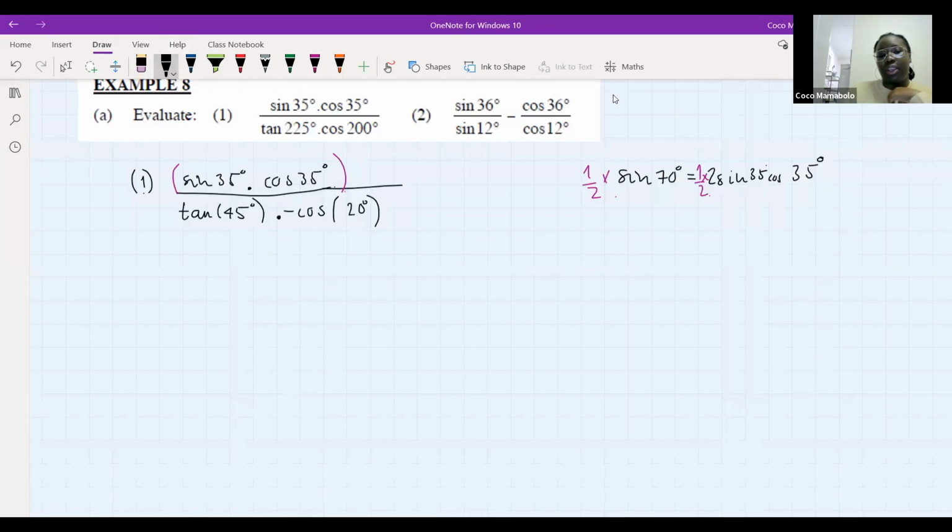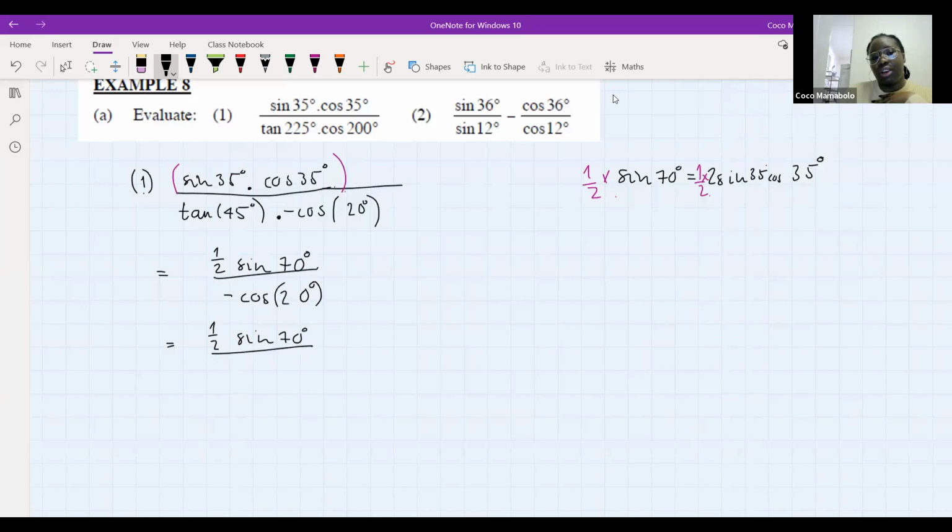All right, this will then give us a half sine of 70 degrees over negative cos of 20 degrees. And then we can take negative cos of 20 degrees and change that to negative sine of 70 degrees. So that will give us a half sine 70 degrees over negative sine 70 degrees. These two things will cancel and we will therefore get negative a half.